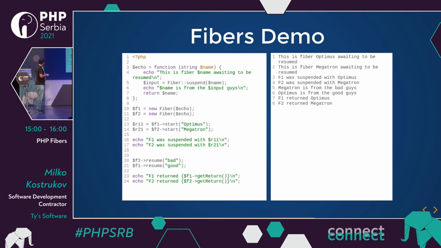So we're first going to resume the second fiber. And we're going to get "Megatron is from the bad guys." And then the function will return. And again here, we'll call F1 resume with good. And it will tell us "Optimus is from the good guys." And then we're back in the main, and it will say "F1 returned Optimus," because this is what we return here. "F2 returned Megatron." So pretty cool stuff. You know, we can juggle with code now. Nice. I like that.